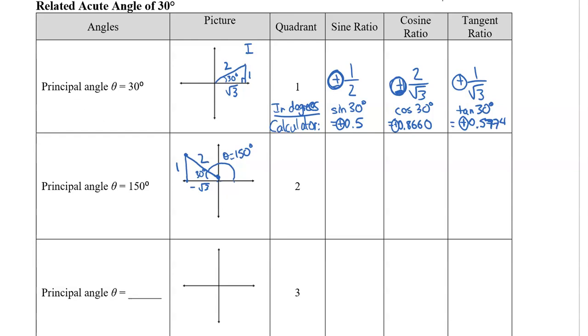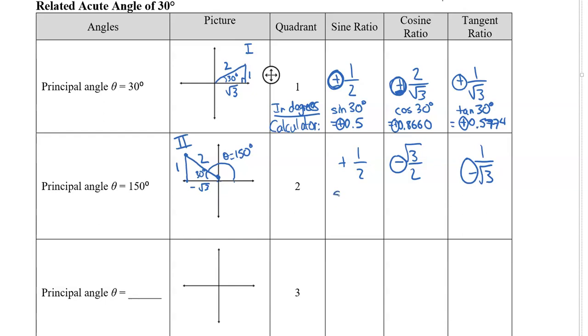So with all this in mind, I can figure this out. Sine is opposite over hypotenuse, so 1 over 2, again positive. Cosine is the adjacent over hypotenuse, so it's negative root 3 over 2. It's negative. And tan is opposite 1 over adjacent negative root 3, so this is going to be negative as well. So we can see in the second quadrant that sine is positive, but cosine and tangent are negative for this 30-degree related acute angle.